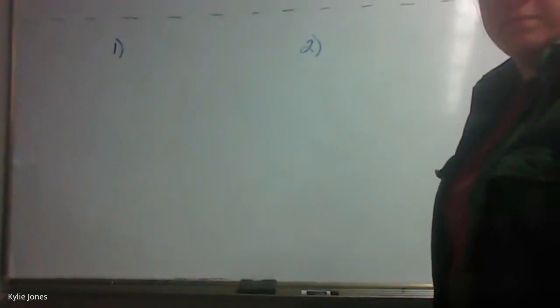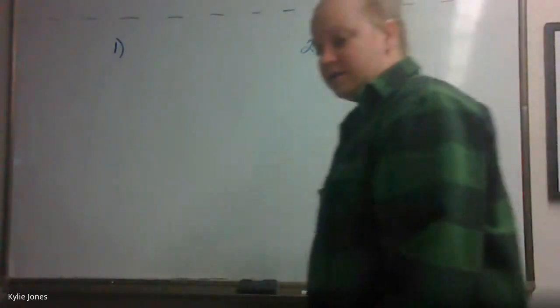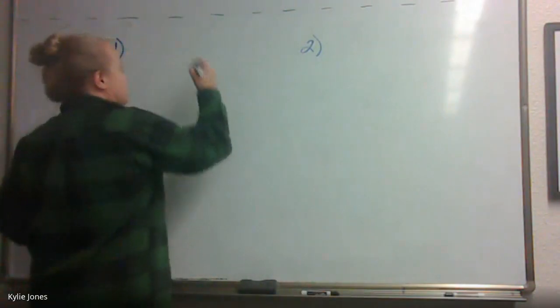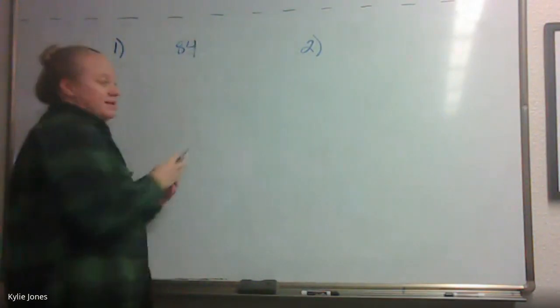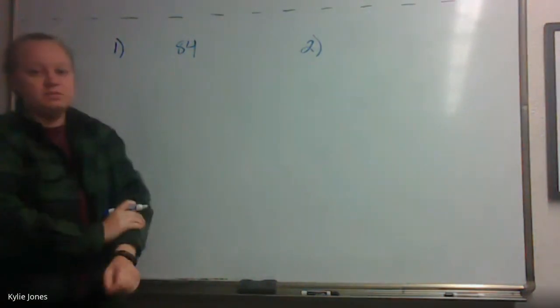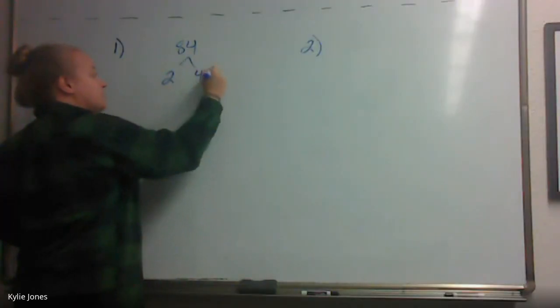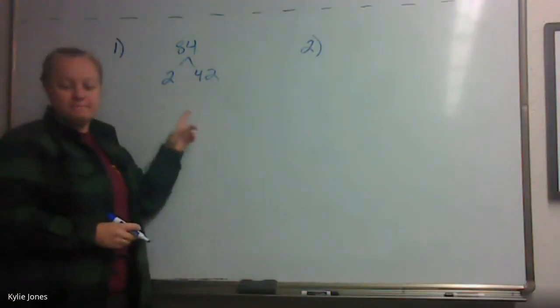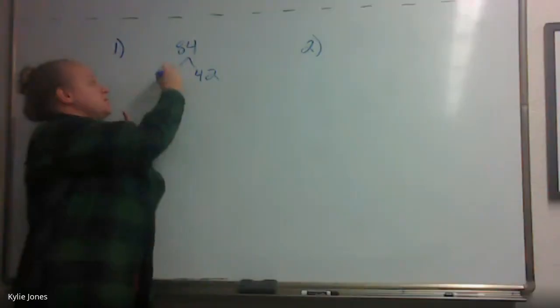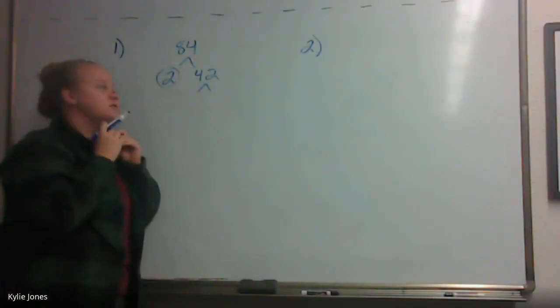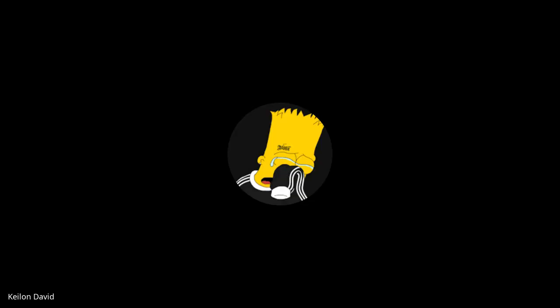Alrighty. Number 1 says, what is the prime factorization of 84, which is the factor tree? So we start with 84, and we need to do our factor tree. What numbers multiply to 84? 2 and 42, good. Are either of them prime? The 2 is, so we can circle the 2. Now we need to do what numbers multiply to 42? 2 and 21. 6 and 7.